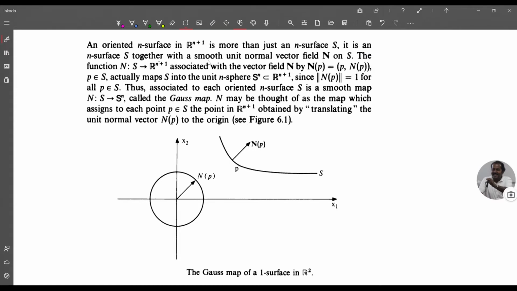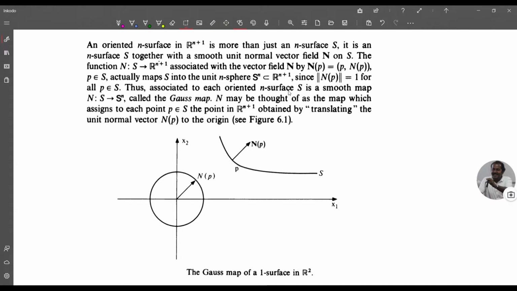The function N from S to R^(n+1) associated with the vector field N by N(p) = N(p), p belongs to S, actually maps S into the unit n-sphere. So corresponding to each point p on the surface S, there exists a smooth unit normal vector, and this unit normal vector field can be mapped to a sphere.